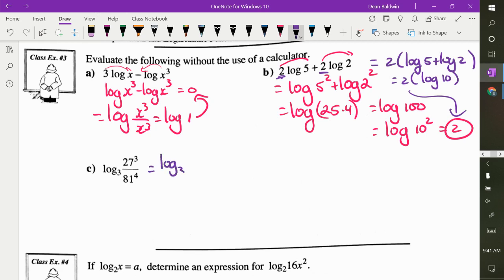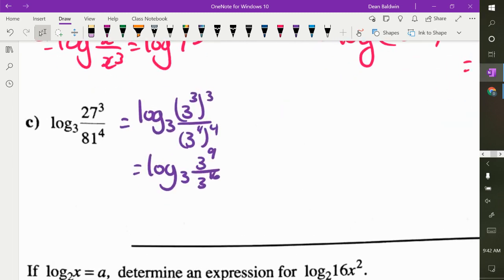So what's 27 to base 3? So if it's 3 to the 3, like that, it's a lot of 3s. What's 81 to base 3? Which is really just 3 to the 9 over 3 to the 16, correct? Does that make sense to everybody? Yeah, I know it looks ugly. Okay.